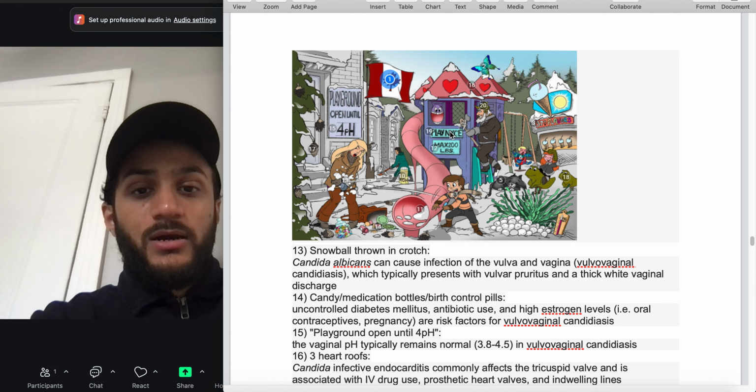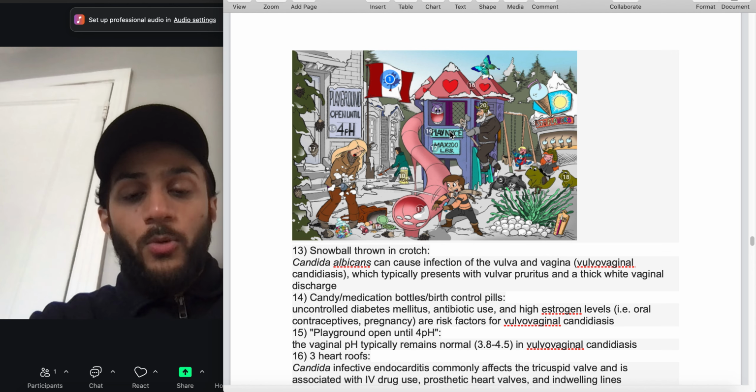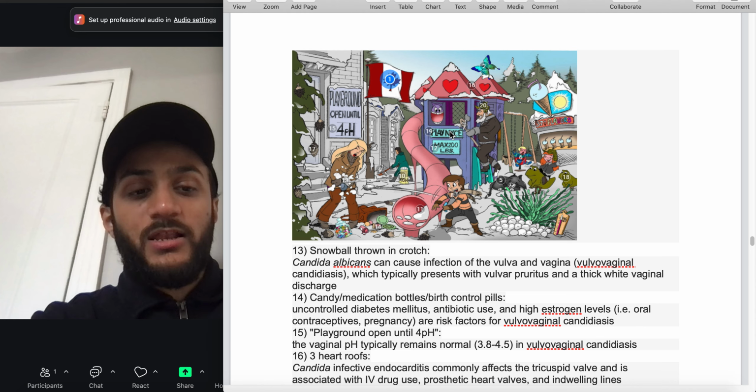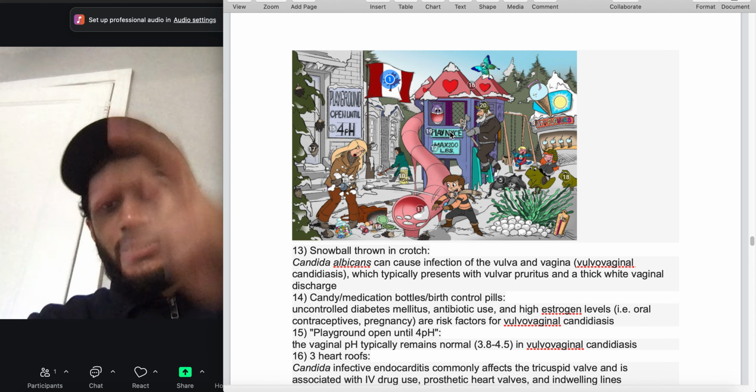Then we can see the normal vaginal pH remains normal. So this is going to be 3.8 to 4.5 in vulvovaginal candidiasis. Then we can see these roofs over here.